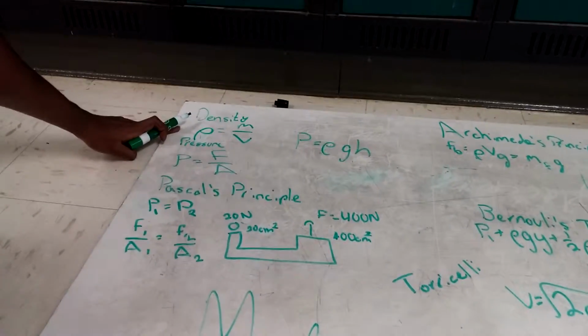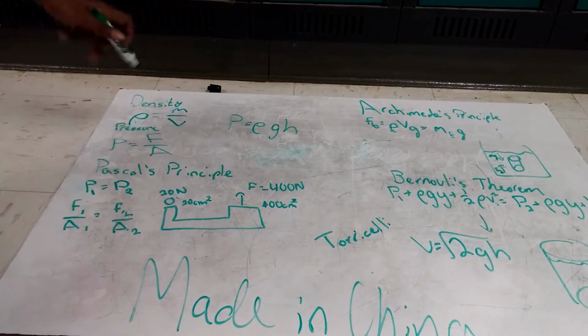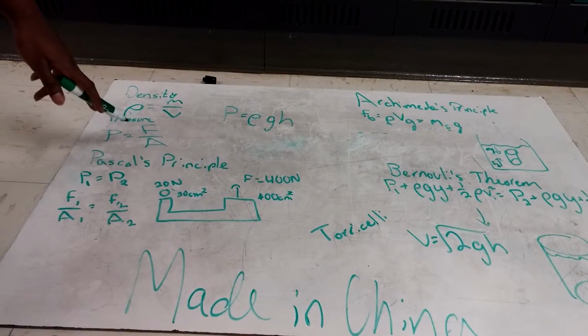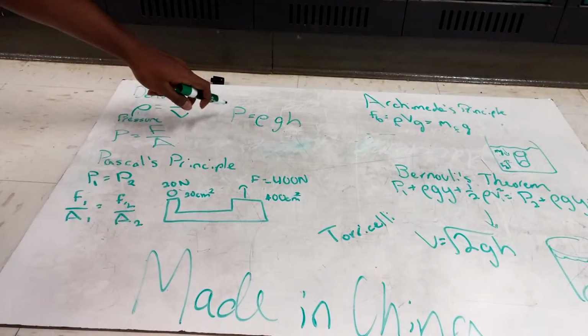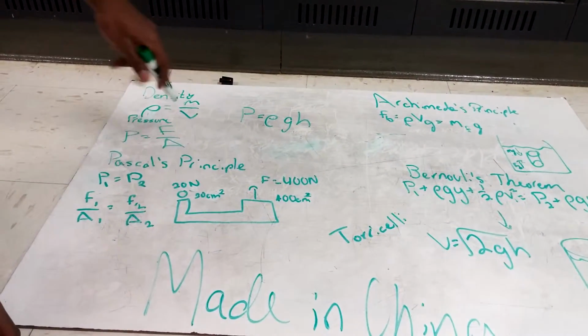Density of an object is the mass over volume and represented by rho. The pressure is the force of the object divided by the area it is being applied on. We can also find the pressure of a fluid using the equation rho gh is equal to pressure.